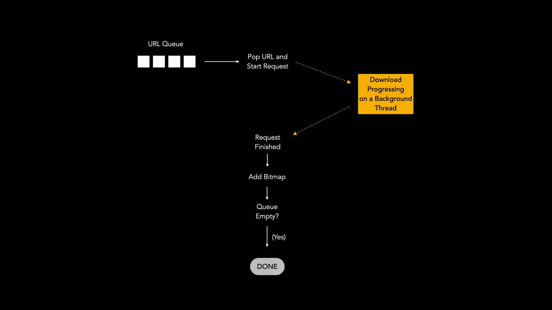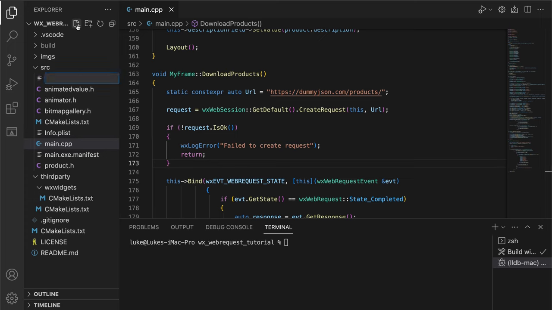As we will see later, this is too simple to handle real-life scenarios. But let's not get too far ahead of ourselves. First, let's see how this simple flowchart translates to code and implement it by creating the bitmap loader class.